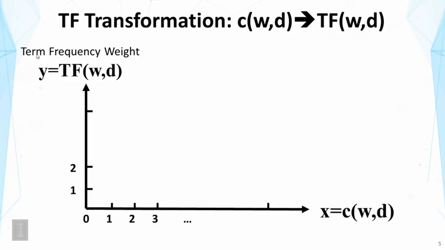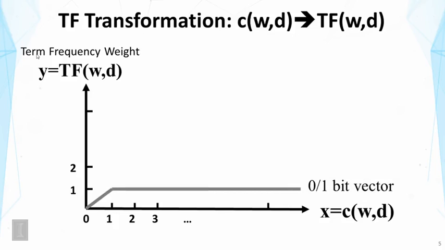So in the previous ranking functions, we actually have implicitly used some kind of transformation. So for example, in the 0-1 bit vector representation, we actually used such a transformation function as shown here. Basically, if the count is 0, then it has 0 weight. Otherwise, it would have a weight of 1. It's flat.